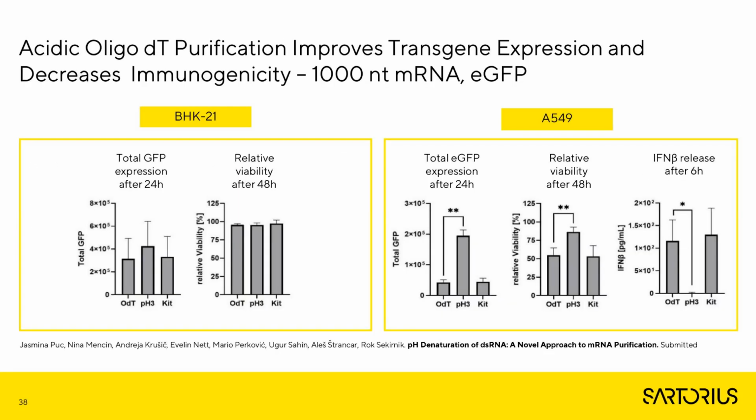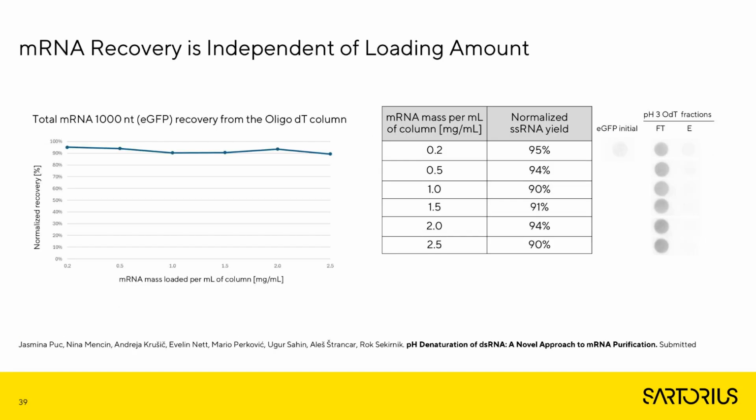The final thing that I should like to say about it is that the impact on biological activity of mRNA purified in this way is, again, quite dramatic and exactly like what you would expect to see if you're removing double-stranded RNA. In a cell line that doesn't detect double-stranded RNA, we see no big impact on cellular activity, whereas in an immunocompetent cell line, A549, we see a massive increase in mRNA expression, and we see a massive reduction in interferon release.